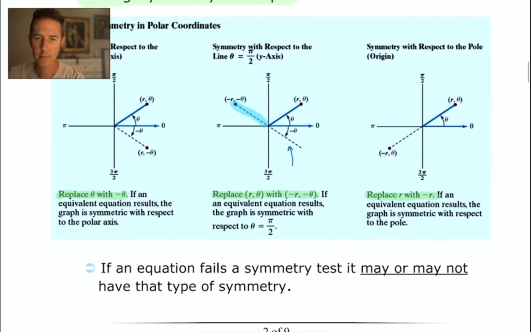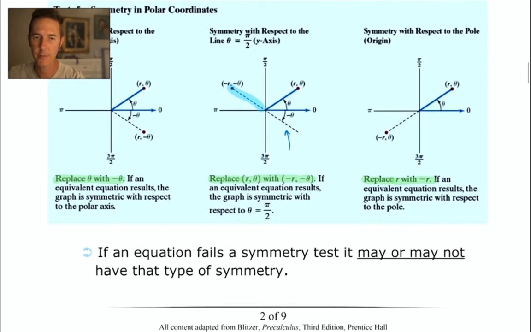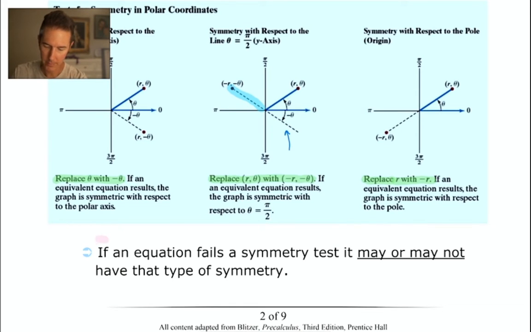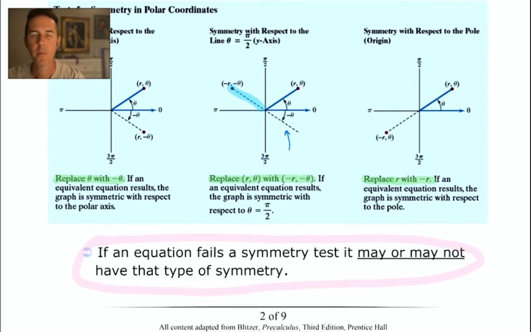Now here's the kicker. This is something that you're liable to forget, so if you haven't highlighted anything ever, highlight this. If you do one of these tests and the equation fails that particular symmetry test, that doesn't mean anything. The graph could still exhibit that kind of symmetry. It might not, but it might. So if you fail one of these 3 tests, you haven't really learned anything. It's only a sure thing if you pass the test.